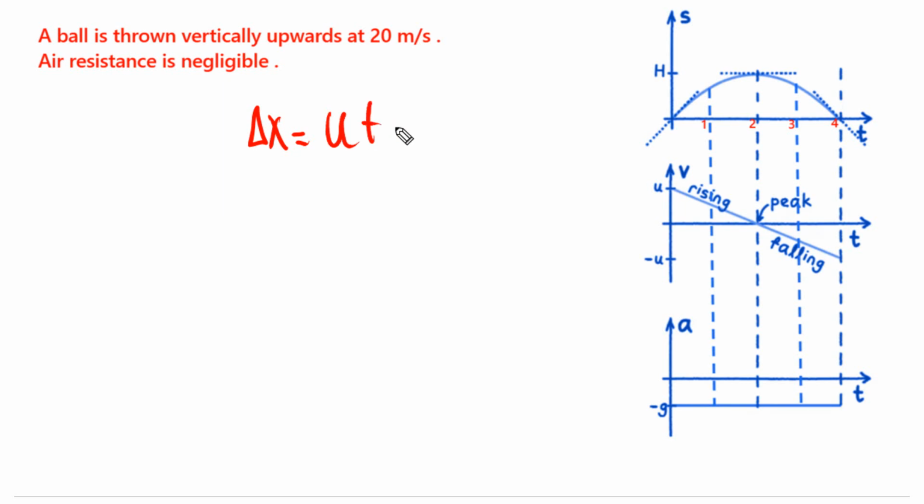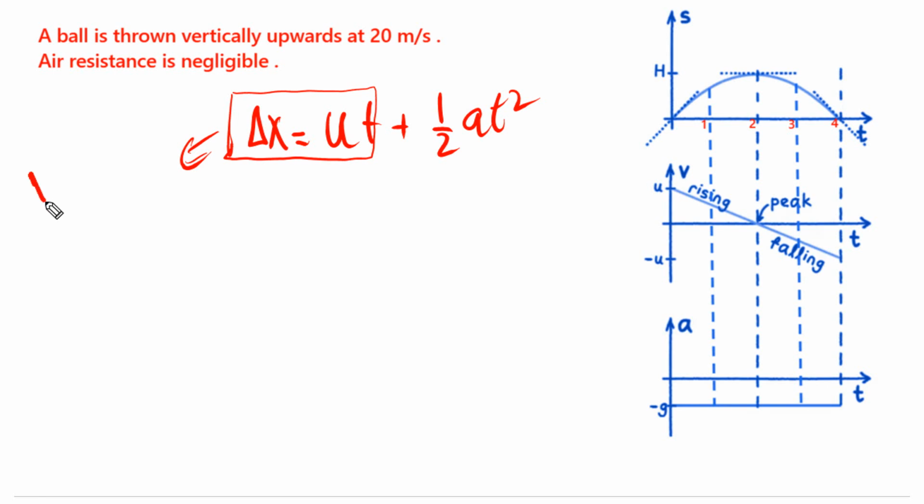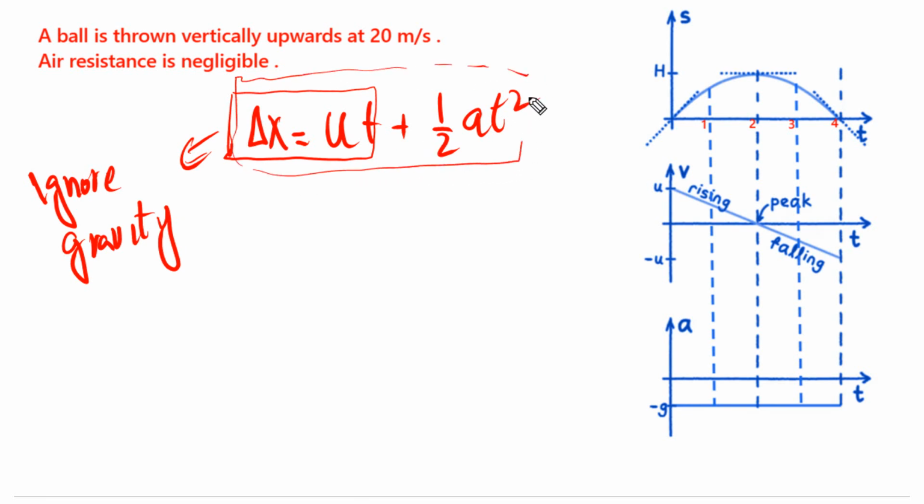This is how we can write the general equation for the displacement time graph. Simply, we can say delta x is equal to ut plus 1/2 at squared. Let me explain this a little bit more. If I simply write delta x is equal to ut, it means we can find displacement, and in this case we ignore gravity. But if we consider this whole equation, in this case we are considering the effects of gravity.